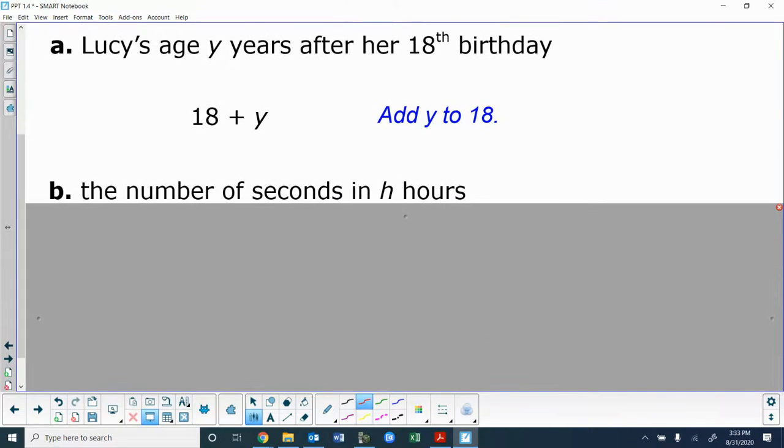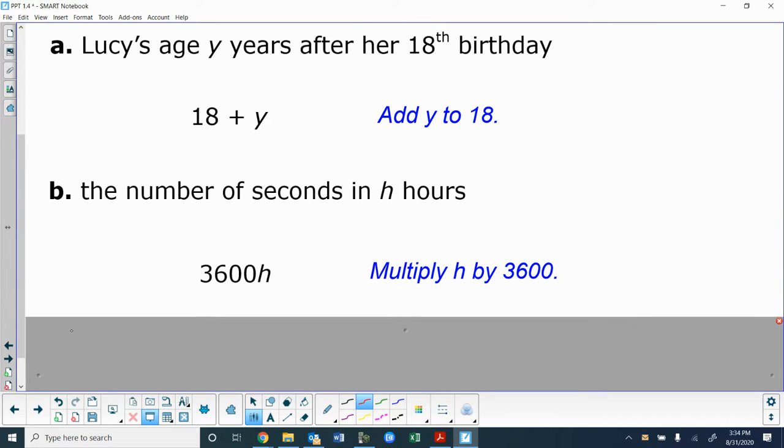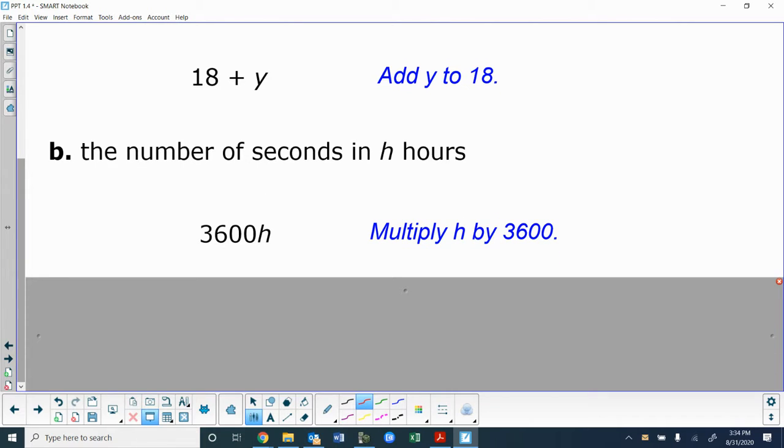The number of seconds in H hours. All right, so here you got to think a little bit. We know how many minutes in an hour, but then we're talking seconds. So we have to think of 60 minutes in an hour and 60 seconds in a minute. So we're going to have to multiply by 60 twice, or 60 times 60, or 3,600. So 3,600 times H. So, 5 hours, you'd go 3,600 times 5 to see how many seconds that would be.